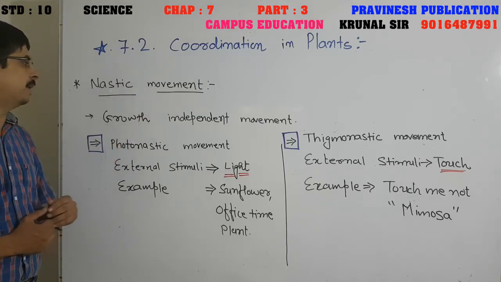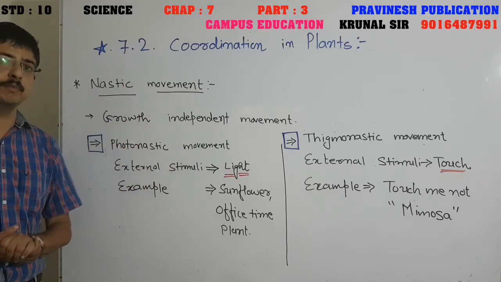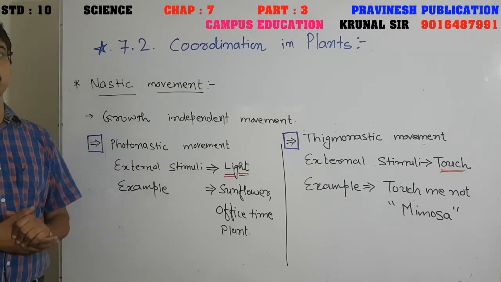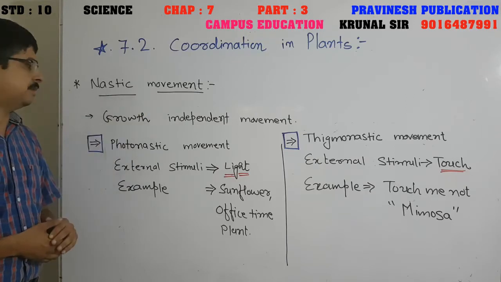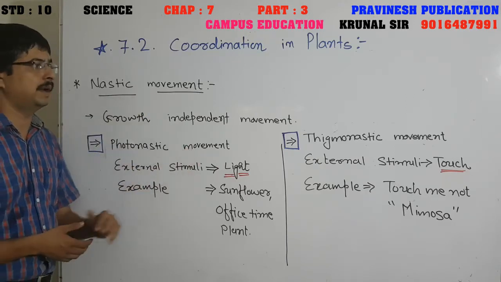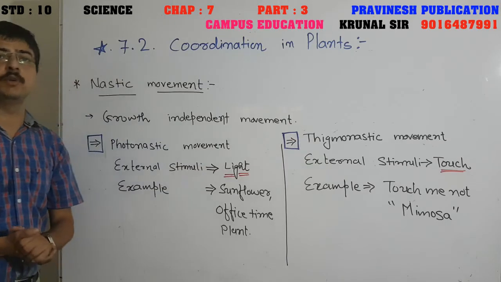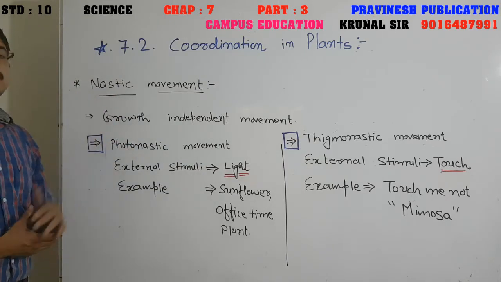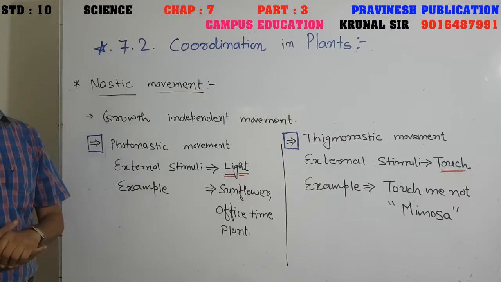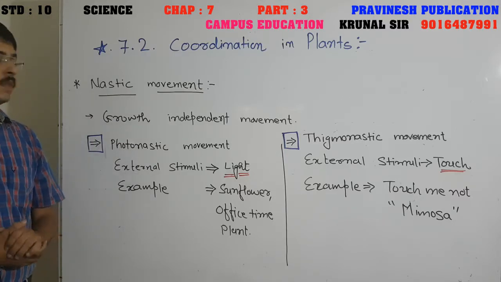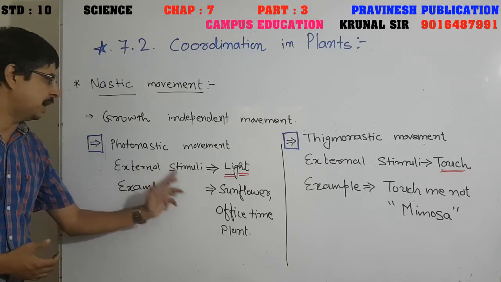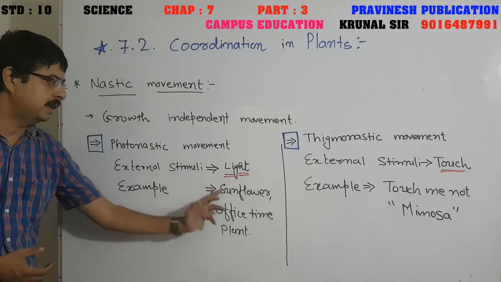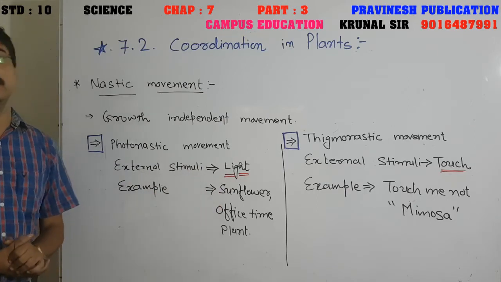Friends, Nastic movements are growth independent movements. That means there is no growth involved in this kind of movement. There are two types of Nastic movement. One is photonastic movement and the second one is thigmonastic movement. First, photonastic movement. Friends, Nastic movements depend on an external stimulus. Here the external stimulus in photonastic movement is light. Examples are sunflower, office time plant, etc.